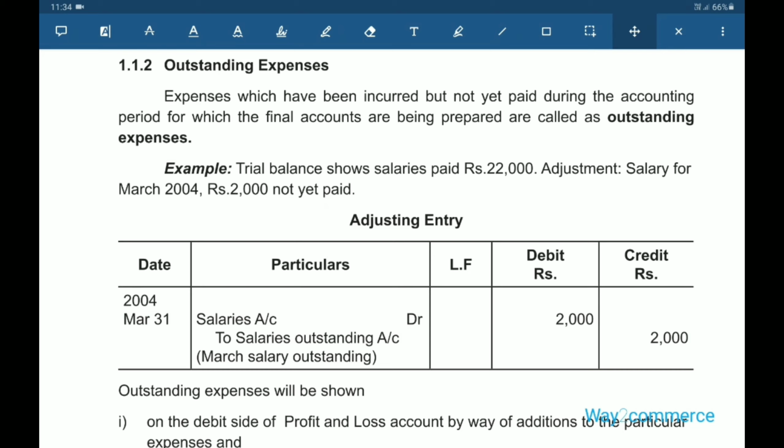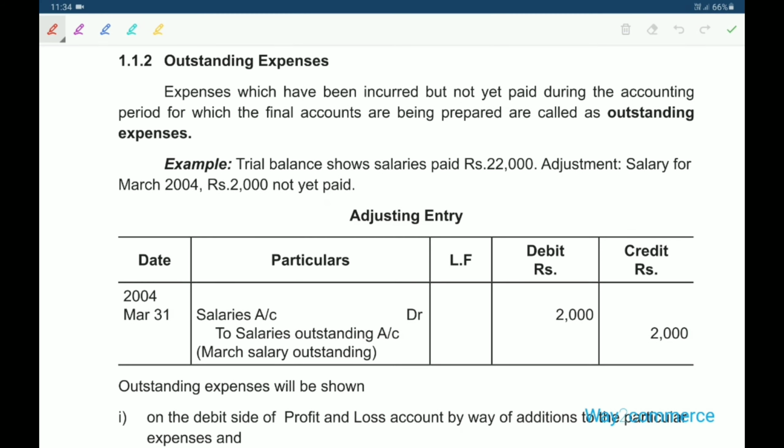Today we discuss the second adjustment, outstanding expenses. Expenses which have been incurred but not yet paid during the accounting period for which the final accounts are being prepared are called outstanding expenses. I will explain this concept with a simple example.